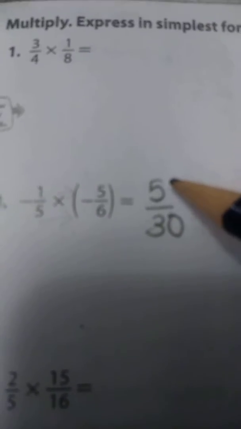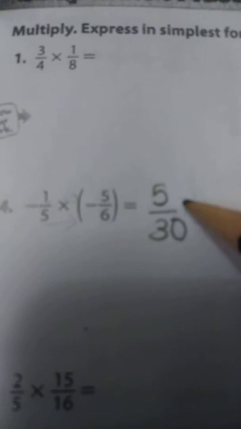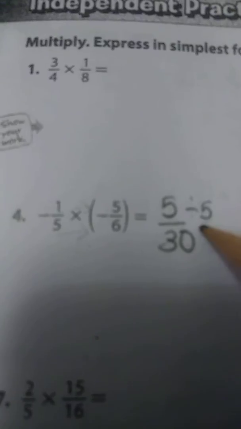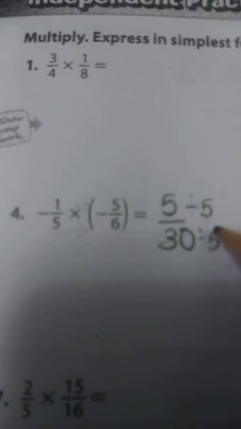So we look for a common factor. We can reduce this fraction to a simpler form, but what is the common factor between the numerator and the denominator? So we're going to divide by 5, both the numerator and denominator. So we get 1 out of 6. Our final answer is 1/6.